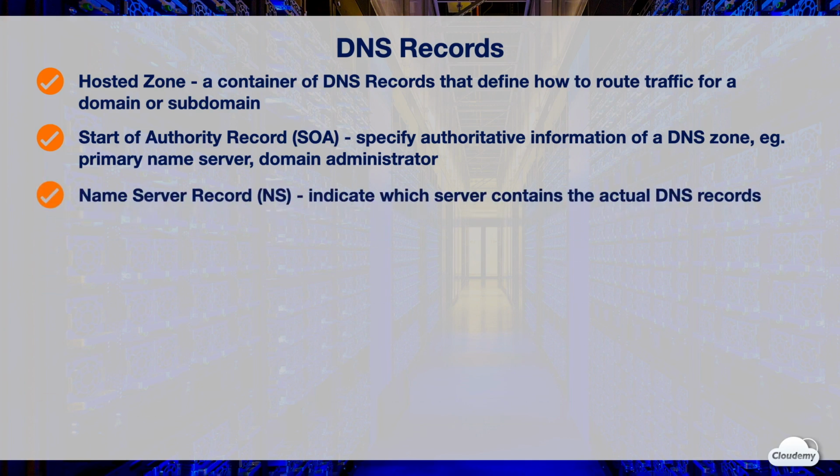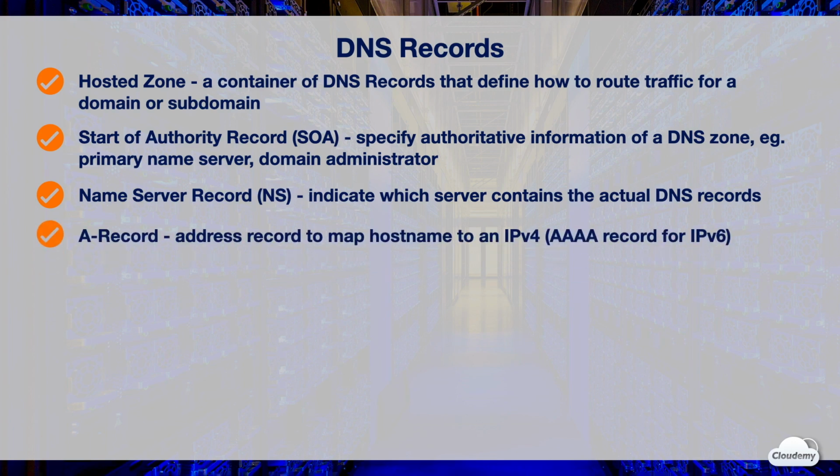The name server record, or NS record, indicates which server is the authoritative server for the domain. It specifies which server contains the actual DNS records. The A record is also called the address record. It's used to map host names to an IPv4 address. The quad A record is the record for an IPv6 address.